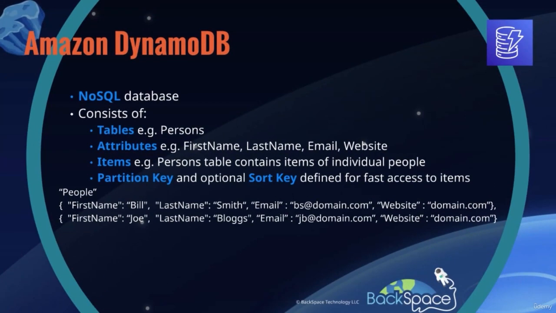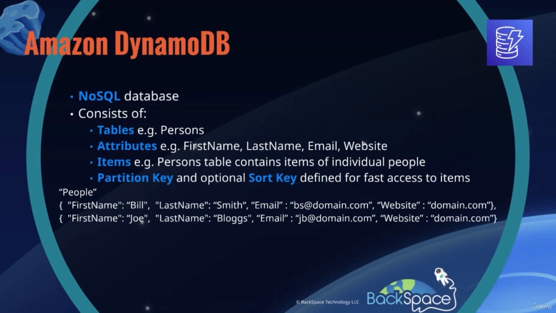DynamoDB is a NoSQL database, and it consists of tables. For example, we could have a table of all the persons, with attributes for that table, for example, the person's first name, last name, etc. We can have individual items. So that is when we put in a record or an item, and that would have the person's name, their last name, etc. We can also define partition keys and an optional sort key to help us to access our items quite quickly as well. So there's just an example there of a people table.